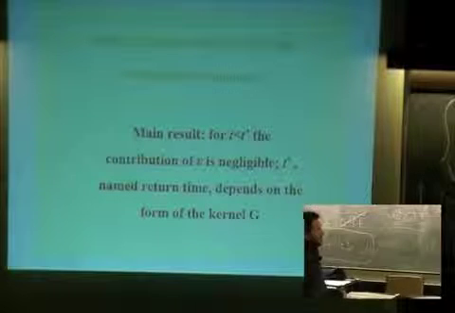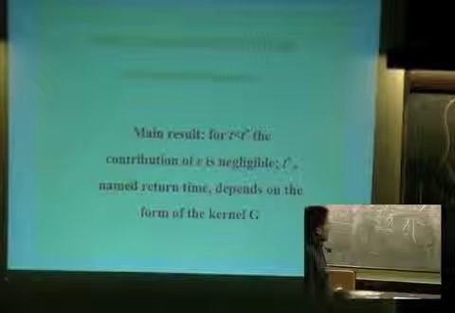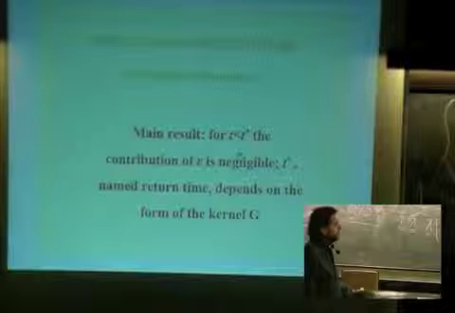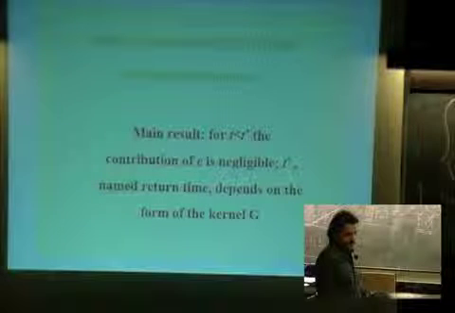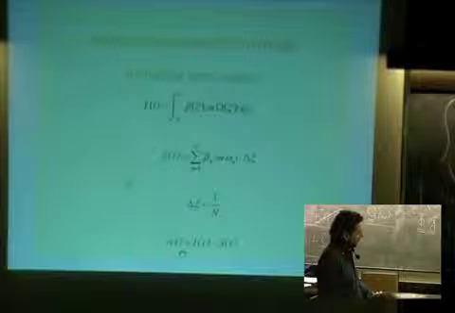T star is named return time and depends on the form of the kernel, meaning that it depends on the spectral properties of the environment. So our aim is just to establish possibly an expression for T star. That's it. Since the integral and the summation are easily related by the remainder term that can be recovered by simple analysis, we have just to introduce two simple lemmas.